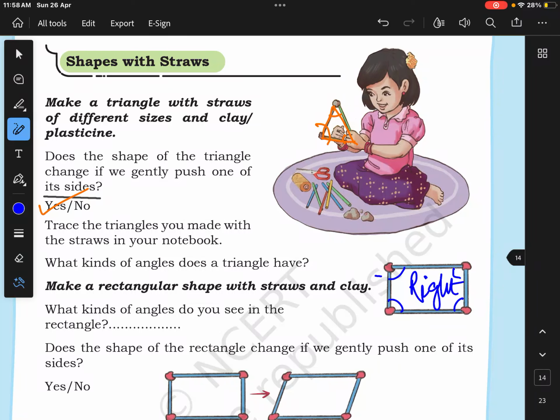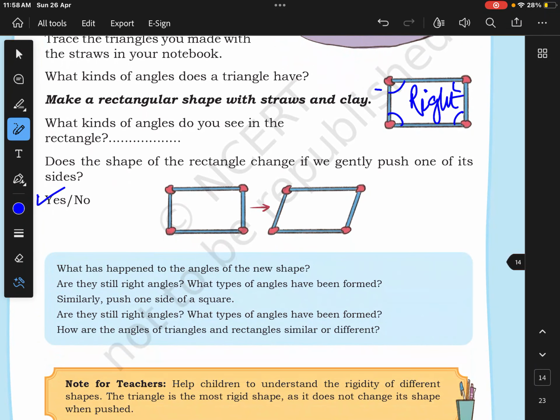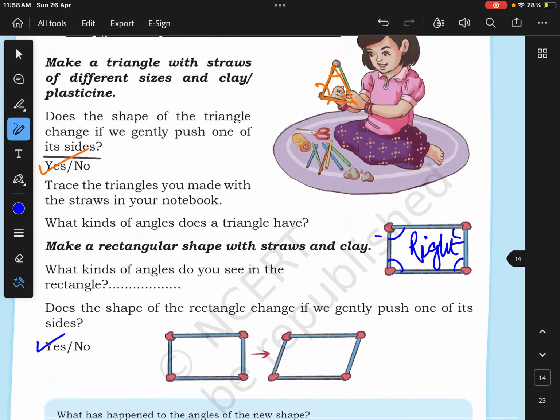Then, does the shape of the rectangle change if you gently push one of its sides? Okay, so here it should be no actually, because if you push one of the sides, it remains a triangle. So the shape name is not going to change. From that sense, it remains a triangle. Okay.